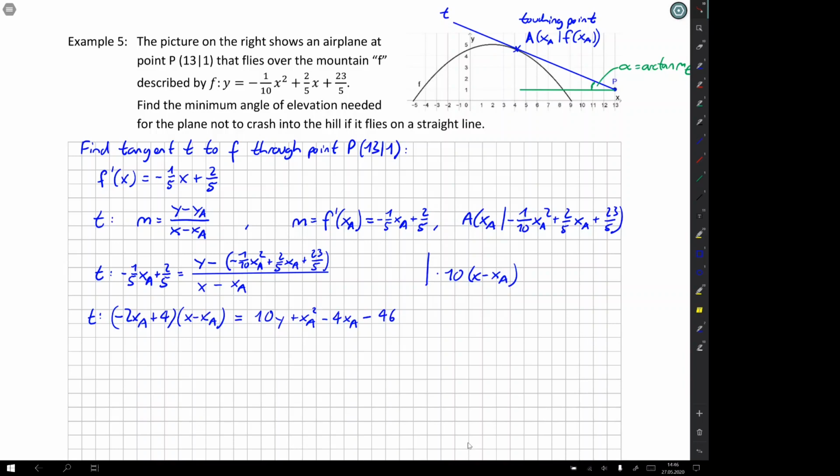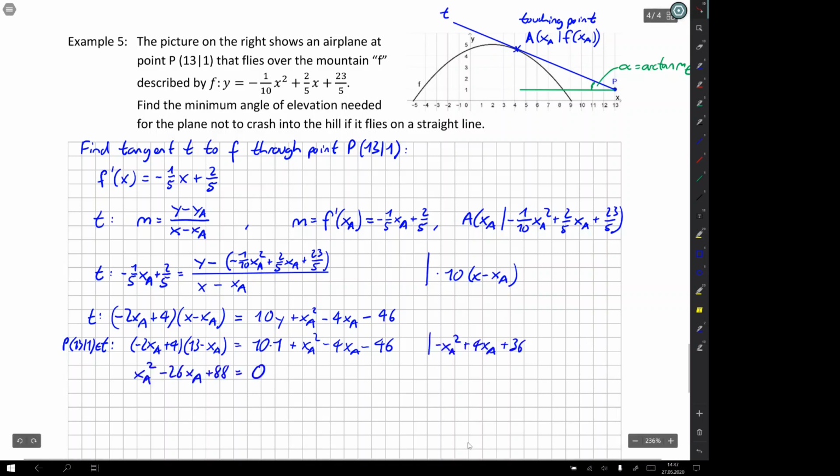So now we have not yet used the information that the point P, the current position of the plane, lies on the tangent. So let's use that as well. This means the point (13, 1) lies on the tangent. So we insert 13 for the x and 1 for the y. Now we can transform that, simplify it, and we get xa squared minus 26xa plus 88 equals 0.